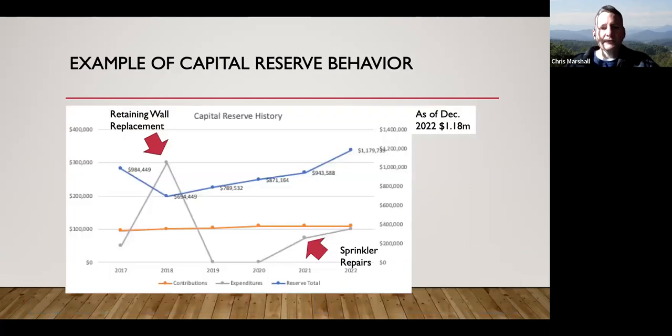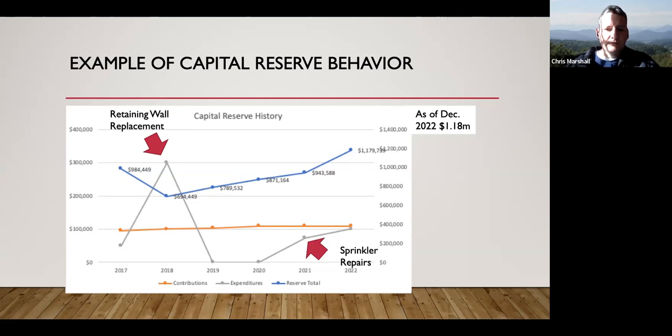Graphically, I wanted to share with you a picture so that it really helps people understand what's happening with regards to a capital reserve account. So there's three lines on this chart, as you can see. The orange line is our contributions line. The gray line is the expense line for any capital improvement projects. And the blue line represents the reserve total, so the accumulated capital reserves that we've been collecting.